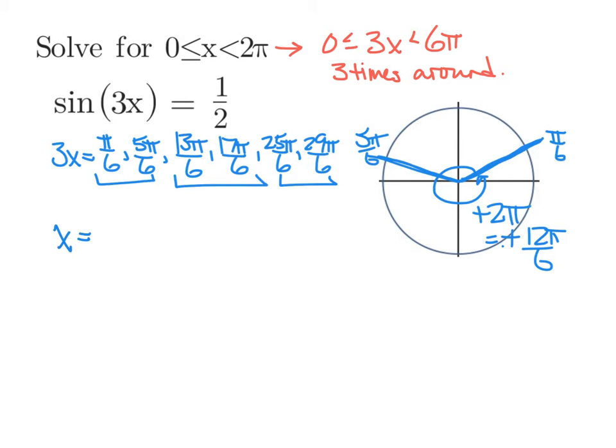And so pi over 6 divided by 3 is pi over 18. And 5 pi over 6 turns into 5 pi over 18. And in fact, for each one of these fractions, the numerator is going to stay the same, but the denominator turns to 18.